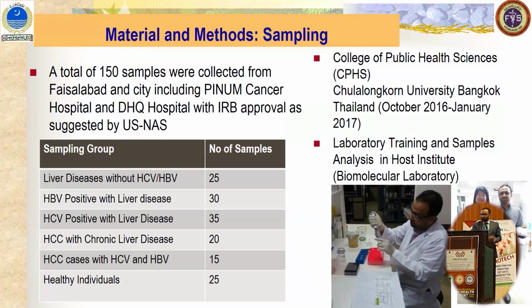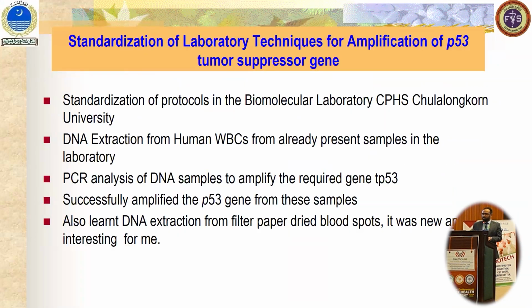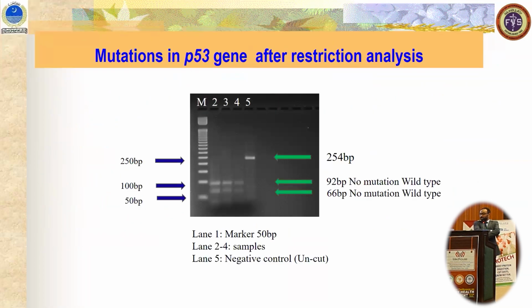We collected samples of liver disease without hepatitis B, with HBV, with HCV, with liver cancer, and with liver cancer and hepatitis B and C. And then we also collected the serum samples. We standardized this, and I did some part of this work at Chulalongkorn University in Bangkok. We targeted the P53 gene, the tumor suppressor gene. In the first part, we amplified the P53 gene, a 254 base pair product.